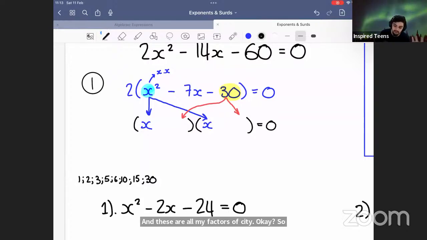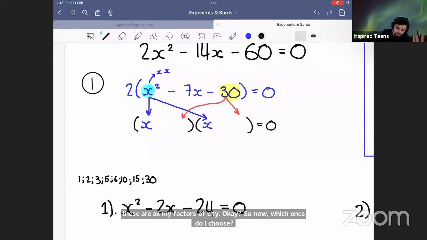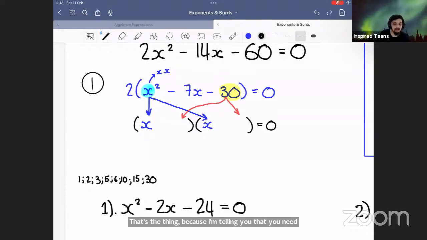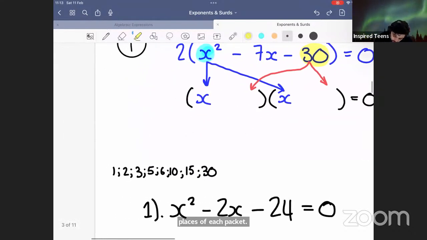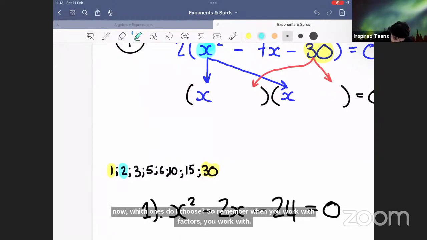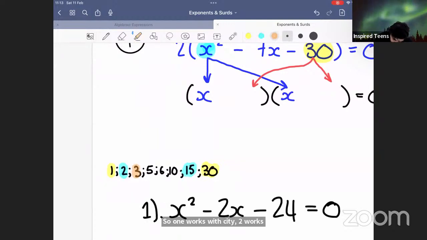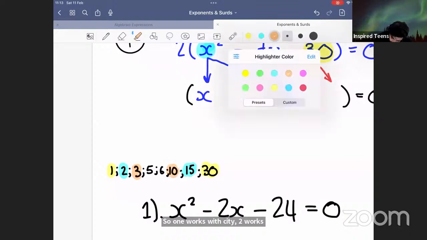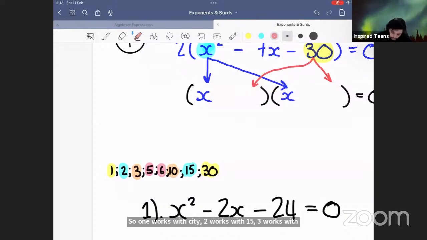That's the thing, because I'm telling you that you need to choose the factors of 30 to input in the second places of each bracket. But now, which ones do I choose? So remember, when you work with factors, you work with factor pairs. So 1 works with 30, 2 works with 15, 3 works with 10, and 5 works with 6. So if you're going to choose 1, you're going to have to choose 30. If you're going to choose 2, you're going to have to choose 15, and so on. Your factor pairs are important.